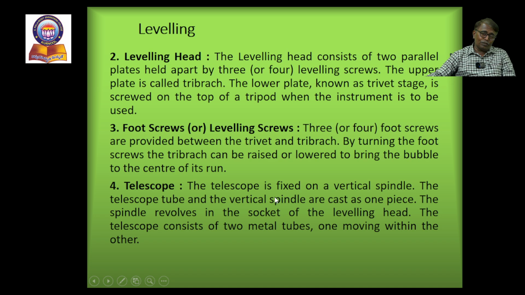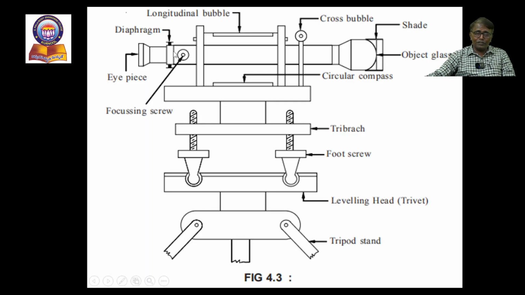Next is the telescope. The telescope is fixed on a vertical spindle. The telescope tube and the vertical spindle are cast as one piece. The spindle revolves in the socket of the leveling head. The telescope consists of 2 metal tubes, one moving within the other. That means the distance between the eyepiece and objective can be adjusted by the focusing screw.